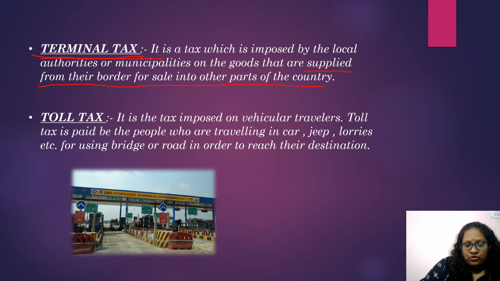Now, next comes the toll tax. It is a tax imposed on vehicular travelers. Toll tax is paid by the people who are traveling in a car, jeep, lorries, etc., for using a bridge or road in order to reach their destination. We all might travel to various places, and you might have seen toll gates placed from one state border to the other state border, or on the highways. We find these types of toll gates, right? That is the tax imposed by the government for the usage of that road by cars, jeeps, lorries, etc. They have to pay toll tax and enter the other state. Now that is the toll tax.